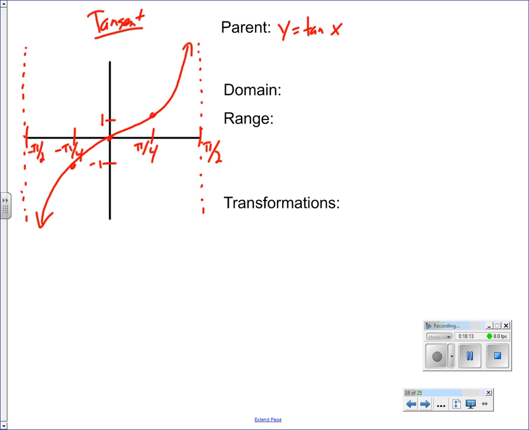This one has a different kind of domain. We can't use any odd multiples of pi over 2. So pi over 2, negative pi over 2, 3 pi over 2, 5 pi over 2, 7 pi over 2. Any odd multiple of pi over 2 is not going to be in the domain. The way we write that is x is not equal to pi over 2 times 2k plus 1. 2k plus 1 is odd, and pi over 2 is where our asymptote is, so an odd multiple of pi over 2 can't have a value there. For the range, it goes down to negative infinity along one side of the asymptote, up to positive infinity along the other side, so our range is all real numbers.